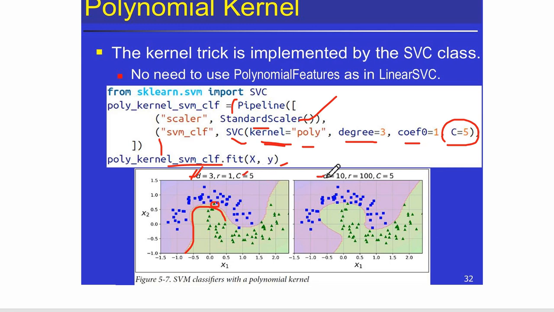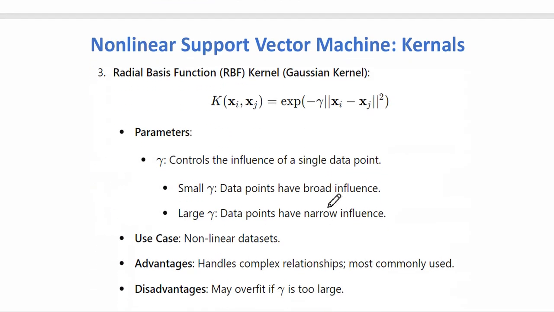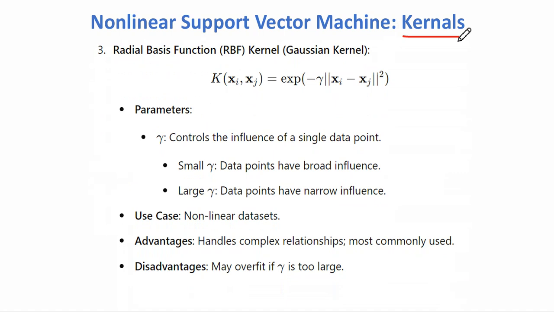Let's see if I increase the degree. If increasing the degree, all the points below this curve are in the green class, and the remaining points are above this curve. That means by increasing the degree, there is more chance of classifying the points into their corresponding regions, either green class or blue class.